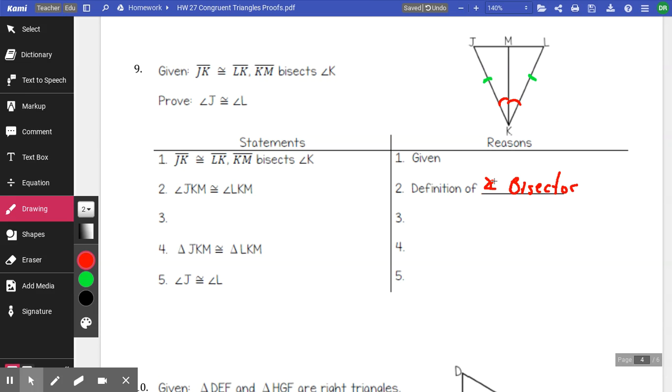So we have two pieces of given information shown, two pieces of congruent information shown. We need a third piece, and if you recall, we have a shared side here that we are allowed to say is congruent between the two triangles because both triangles use it. And so our third statement can be that segment KM is congruent to segment KM. Segment KM in the triangle on the left is congruent to segment KM for the triangle on the right. And that reason is never going to change. That is the reflexive property.